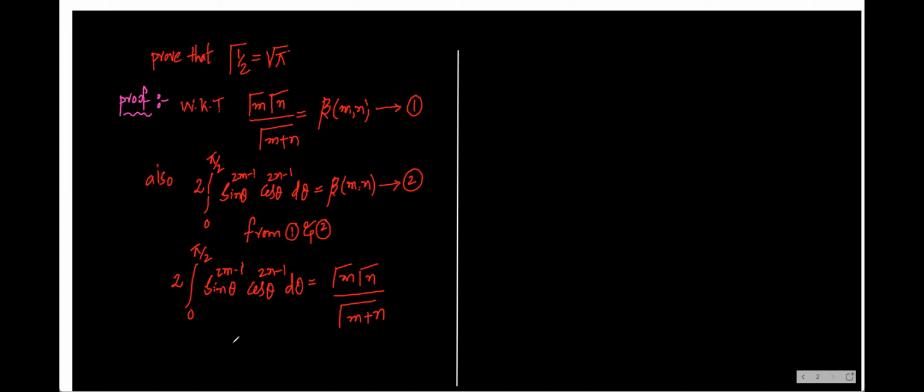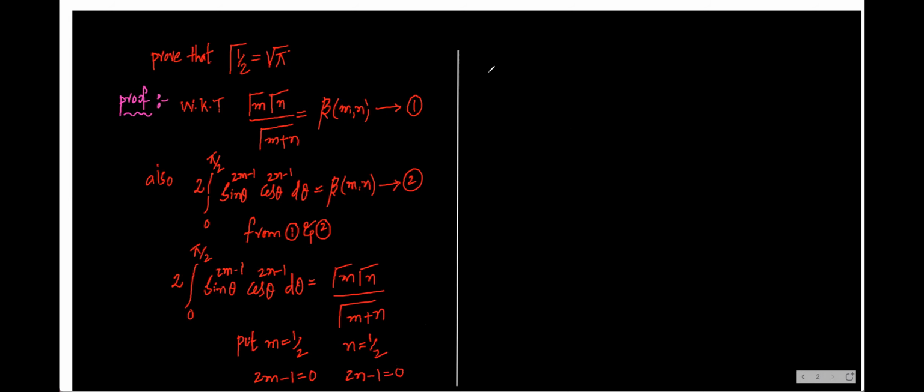We have to prove gamma of 1 by 2. So what I am going to do here is put m equals 1 by 2 and n is also equal to 1 by 2. If m is equal to 1 by 2, can we say that after cross multiplying, 2m minus 1 is equal to 0? Similarly, 2n minus 1 is also equal to 0.